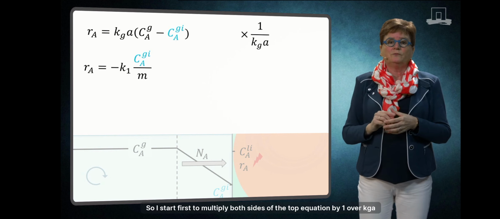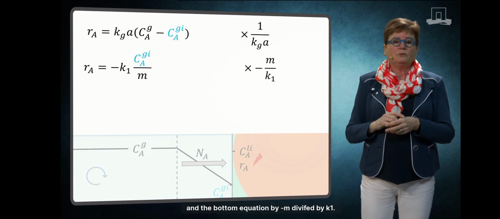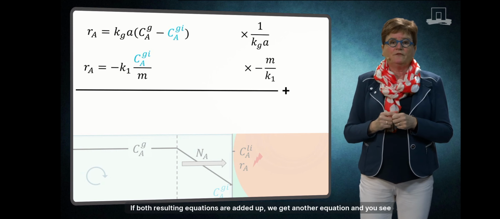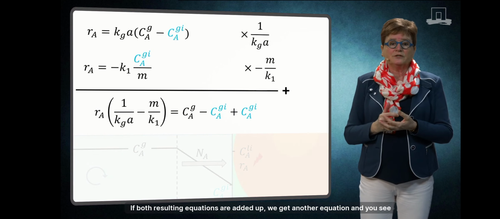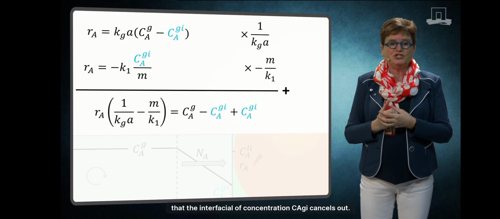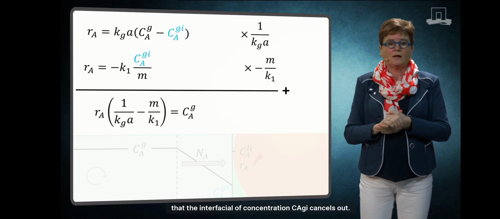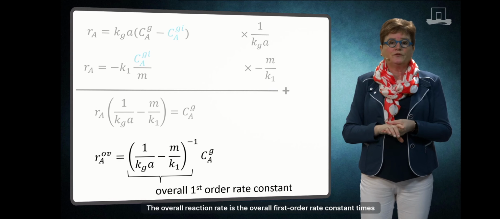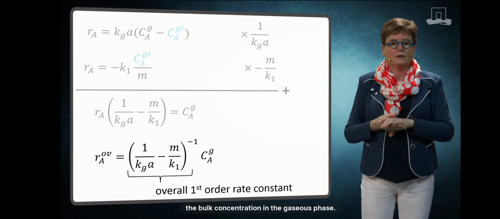So I'll start first to multiply both sides of the top equation by 1 over kGa and the bottom equation by minus m divided by k1. If both resulting equations are added up, we get another equation, and you see that the interfacial concentration CAGI cancels out. The overall reaction rate is the overall first order rate constant times the bulk concentration in the gaseous phase.